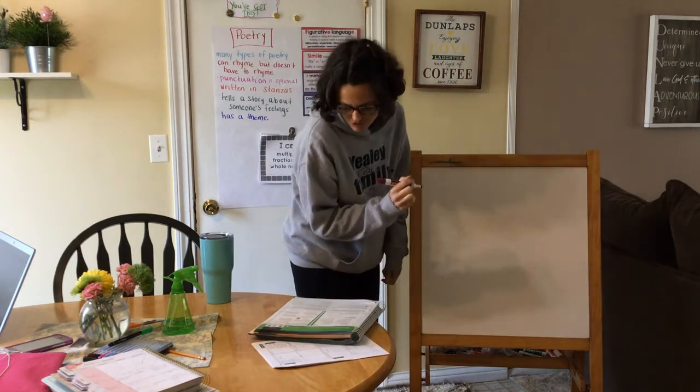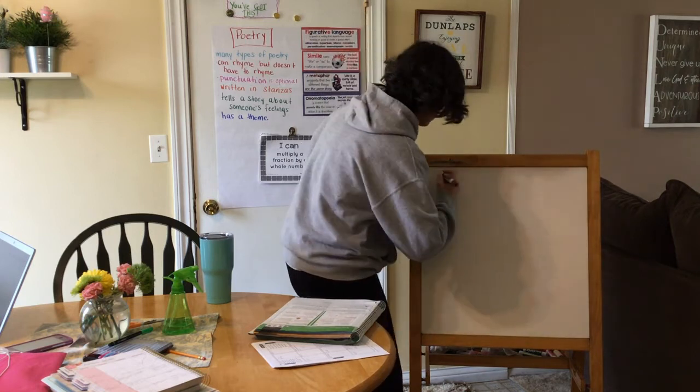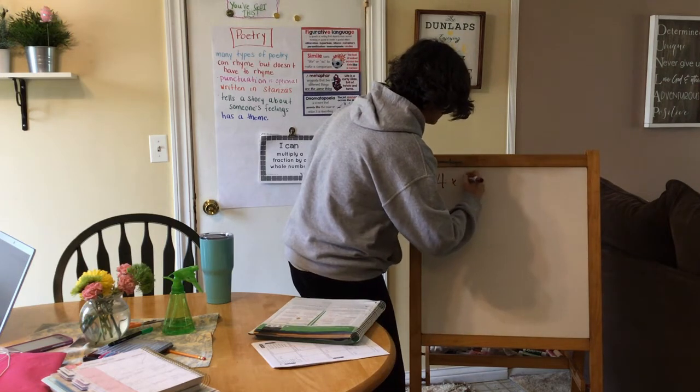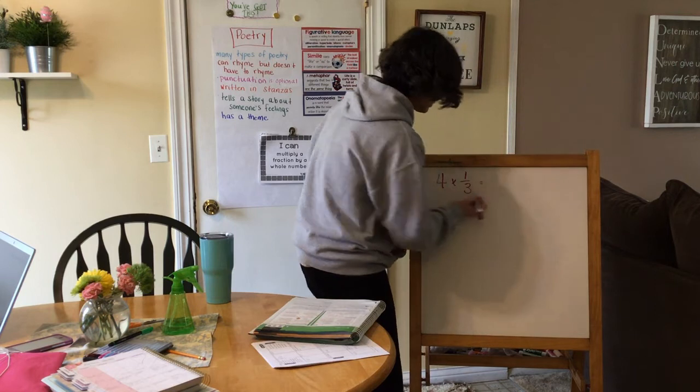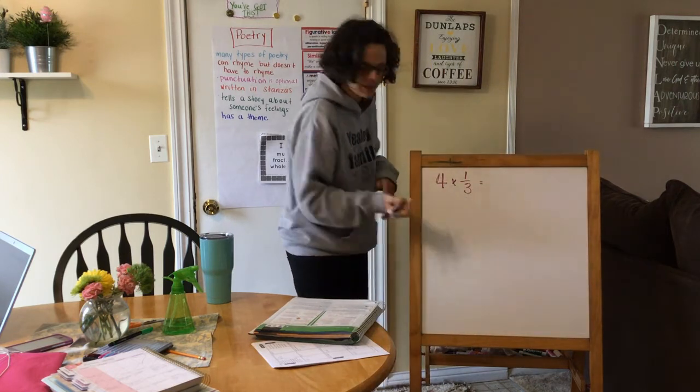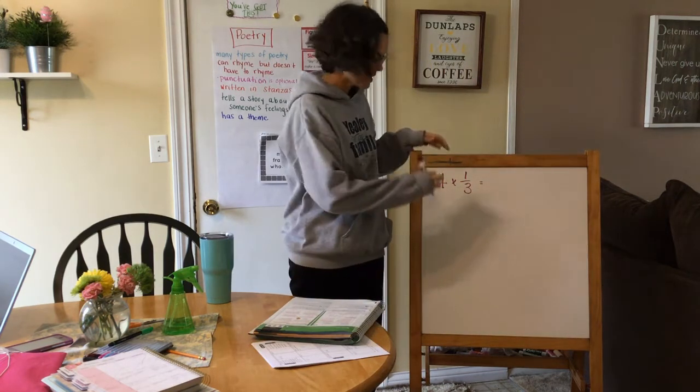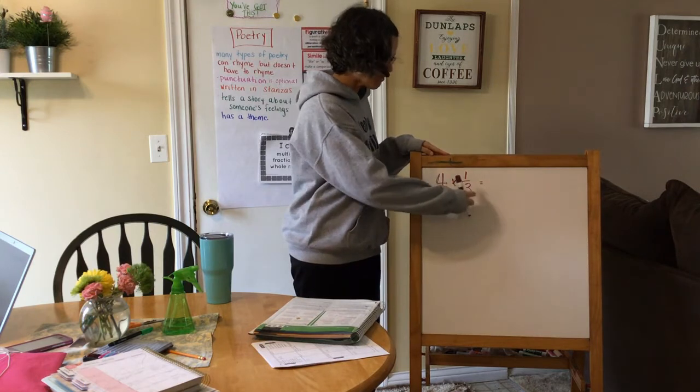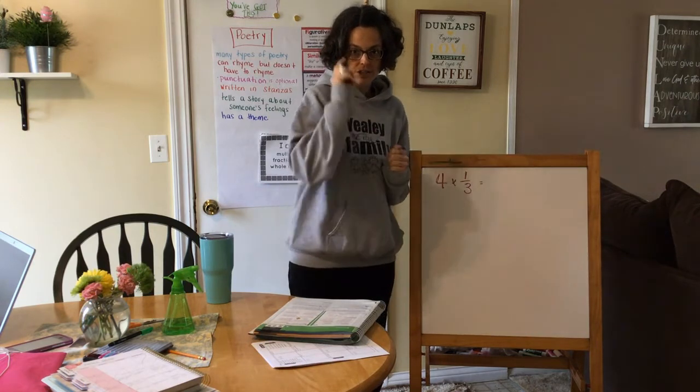Here's the one I want you to do first. 4 times 1/3. Okay, so go ahead, pause me, see if you can figure this one out. Think of it as 4 groups of 1/3. Ready? Go.